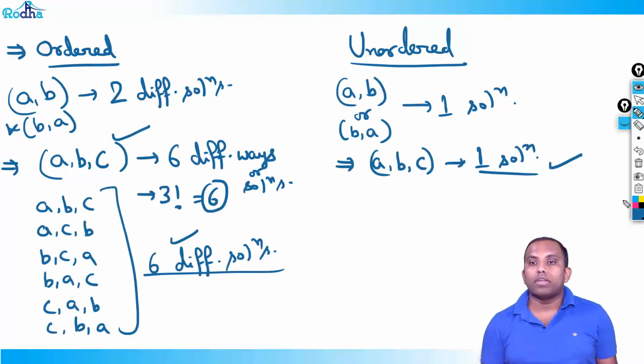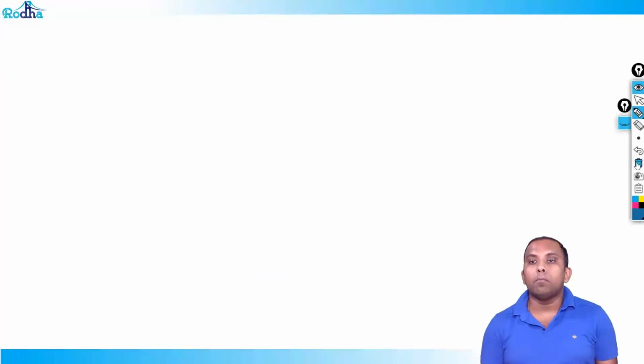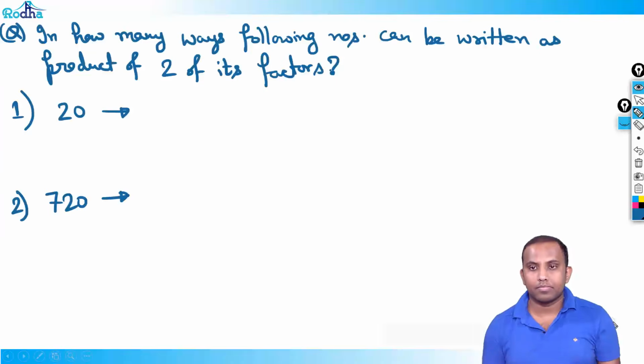Now let's come back to the topic. We're discussing product of factors. In how many ways can the following numbers be written as a product of 2 of its factors? The first question is 20. Very easy.